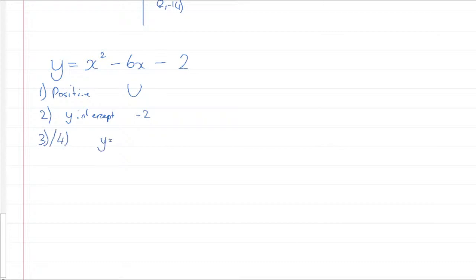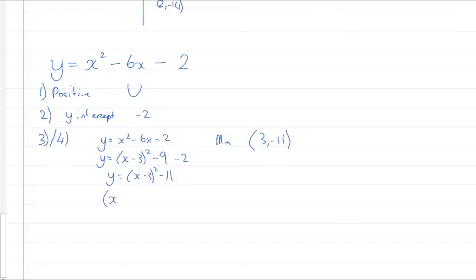So y is equal to x squared minus 6x minus 2. So y is equal to, open bracket, x minus 3 all squared, minus 9 minus 2. So y is equal to x minus 3 all squared minus 11. So my minimum is what? 3 minus 11. Yeah, my minimum is equal to 3 comma minus 11. Spot on.